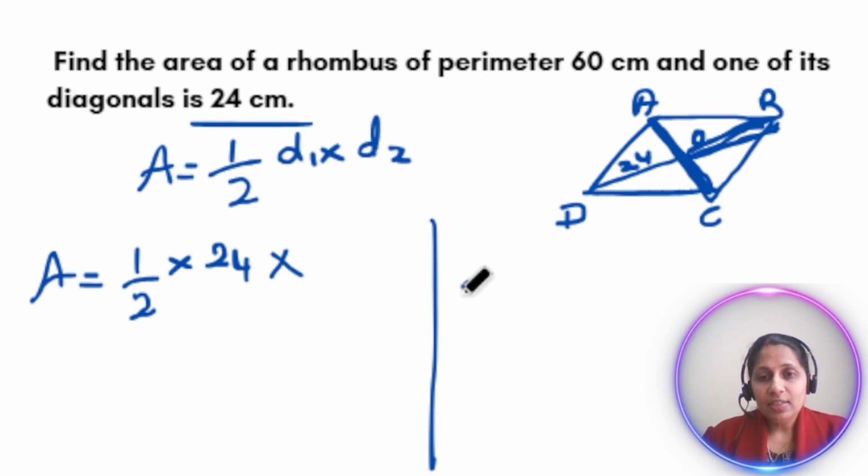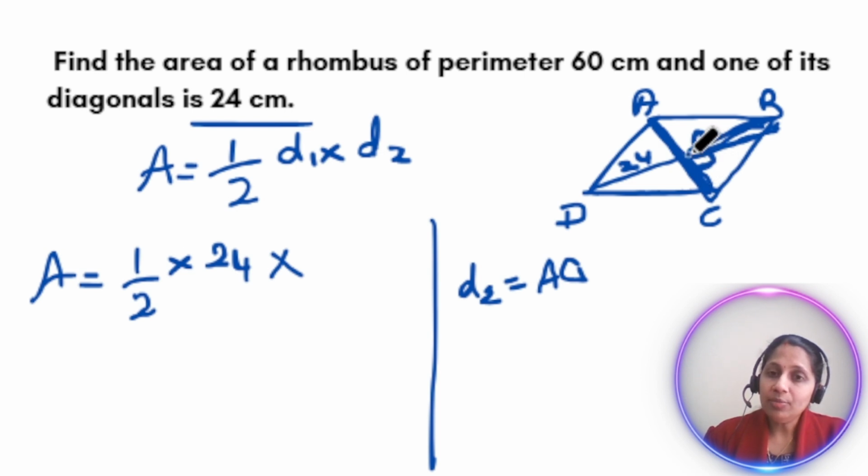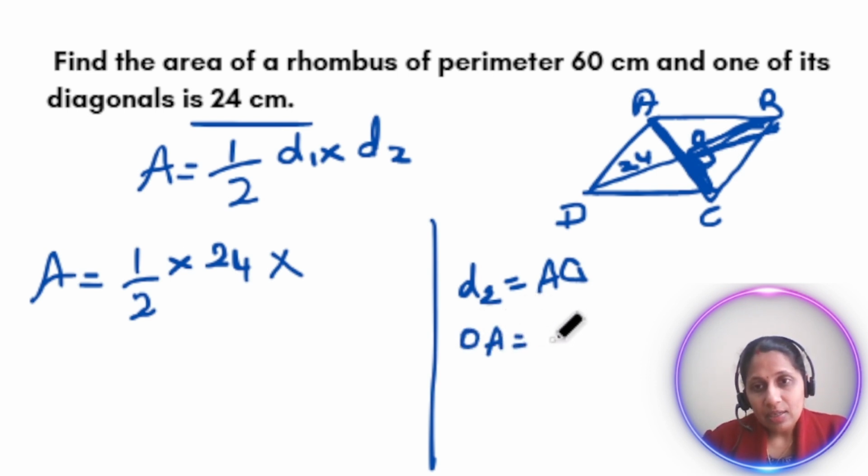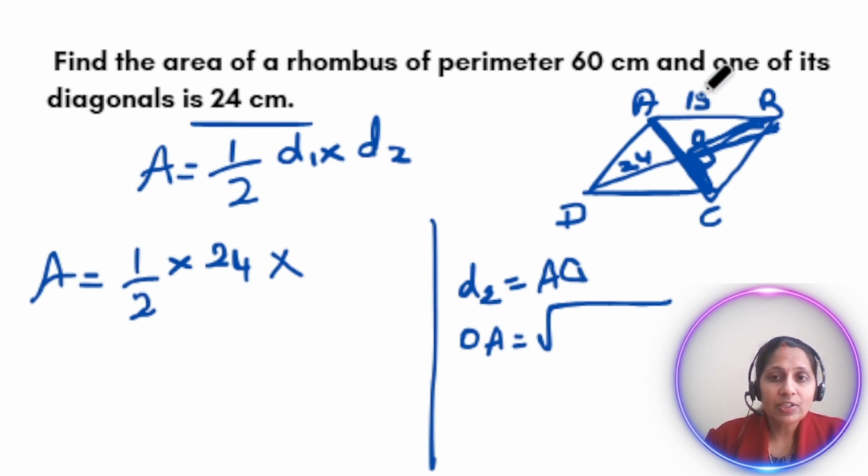So let's take the diagonal 2, which is your AC. Since the diagonals bisect at right angles, we will use the Pythagoras theorem to find this OC or AO, anything is fine. So OA is equal to square root of 15 square, right? The side length is 15. We just now got it.